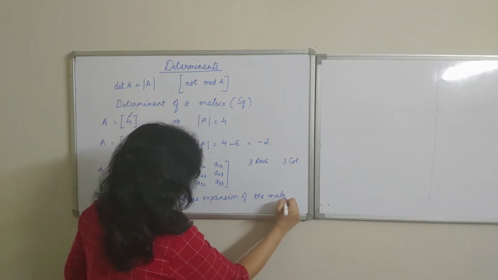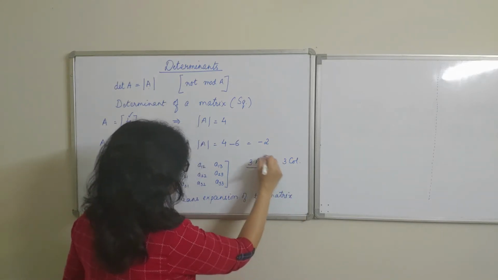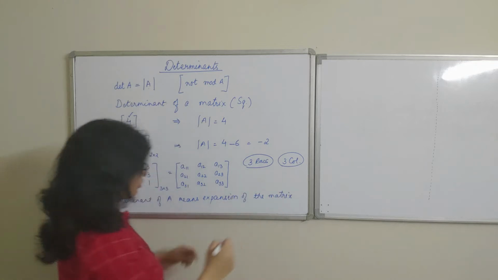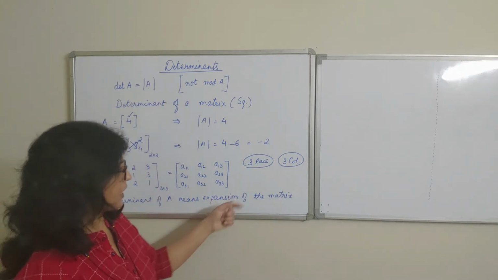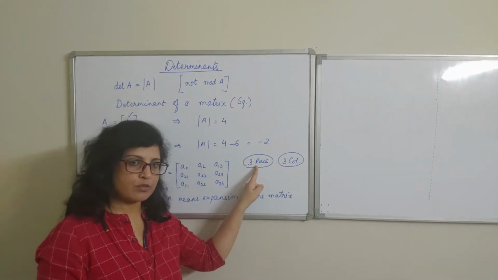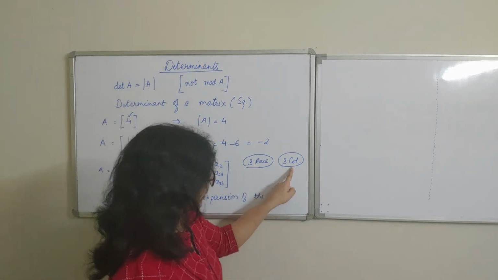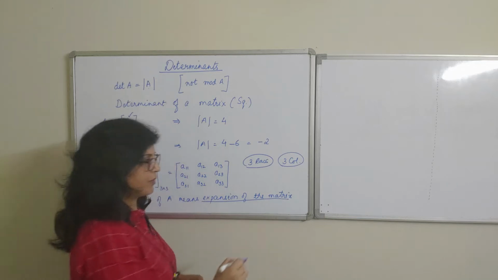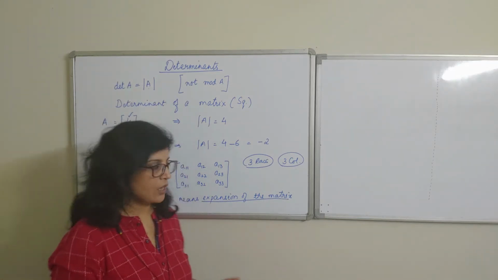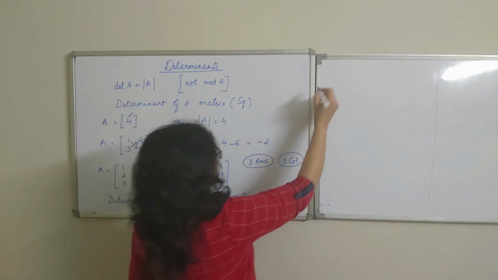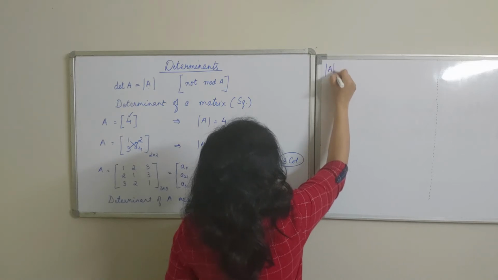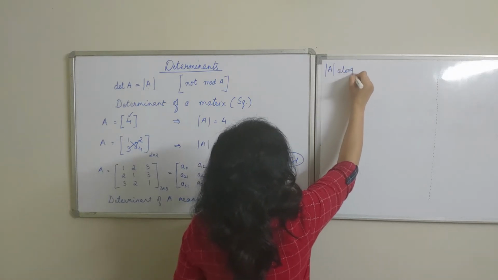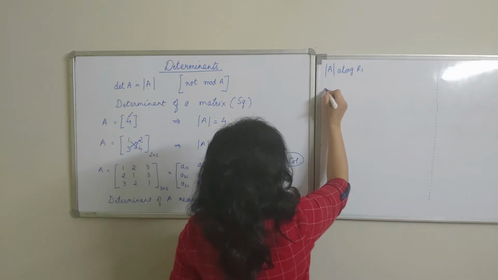Now since the matrix has got 3 rows and 3 columns, this expansion can be done along any one of the 3 rows. The expansion can be done along any of the 3 columns. So to expand the matrix, we have basically got 6 ways. So for this matrix, suppose we want to find out the determinant of A by expansion along the first row.